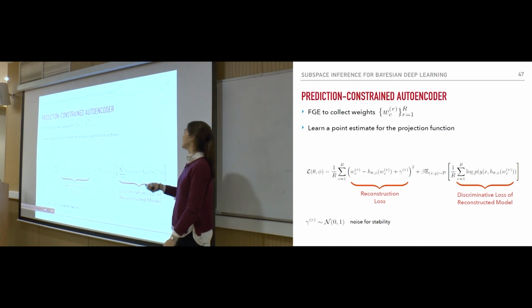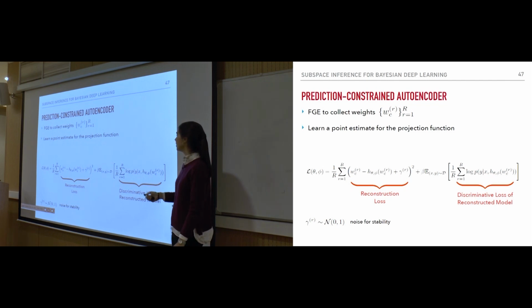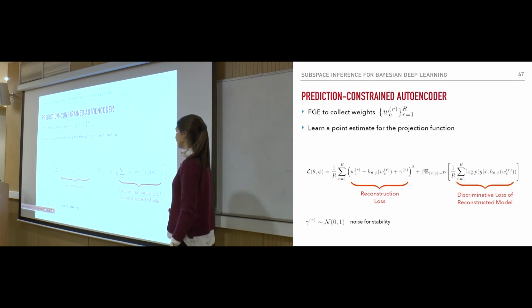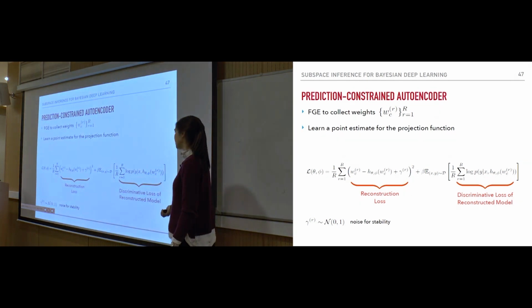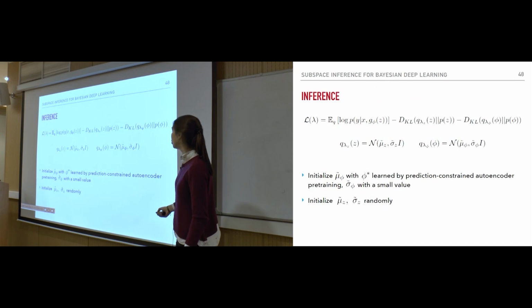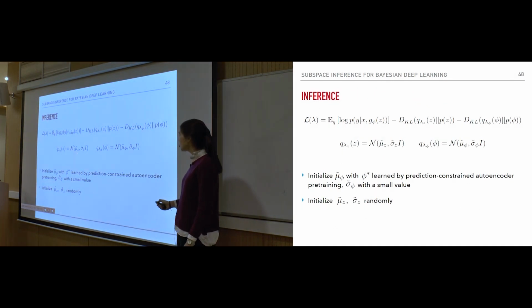As I said already, they collect FGE weights, and then they optimize this function where the first term is just the reconstruction loss between the FGE weights and the autoencoder reconstructed FGE weights, and the second term is how well these reconstructed points behave for this particular task that we are optimizing for at the end of the day. After they train this loss, they obtain some phi star, which will be the initialization point for the mean field approximation for the approximate inference over phi.